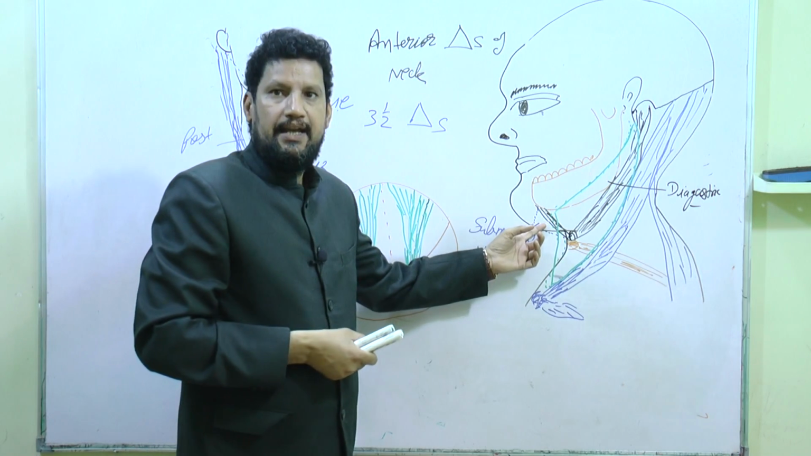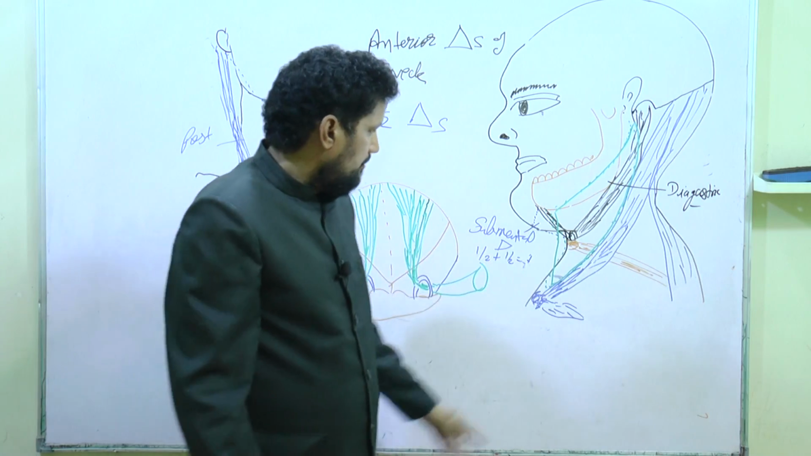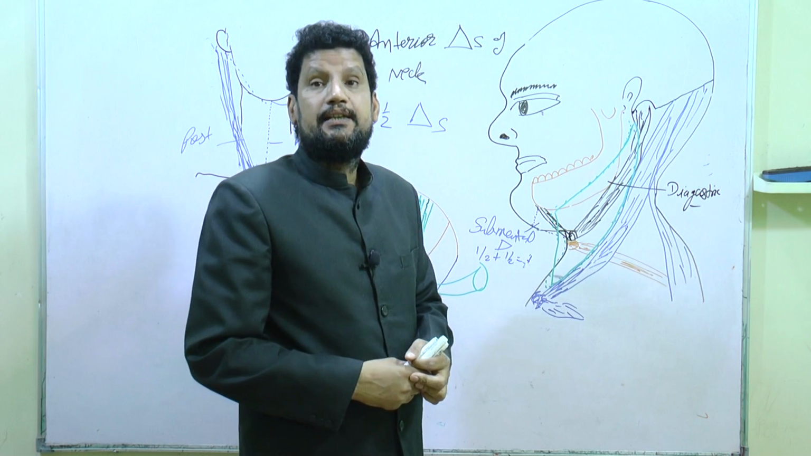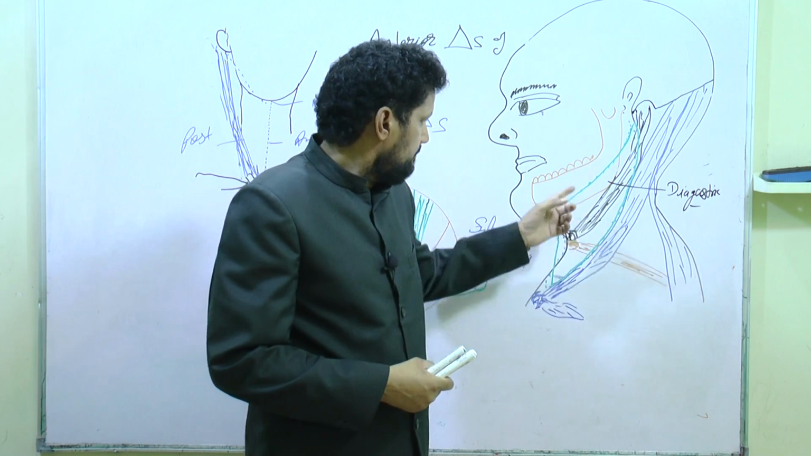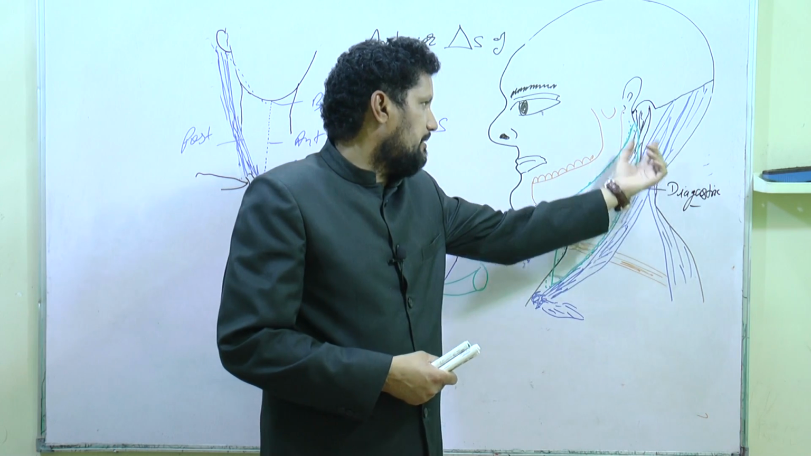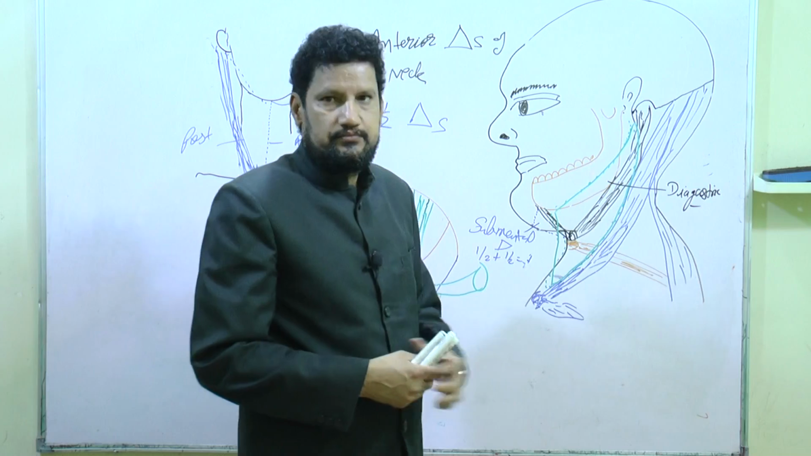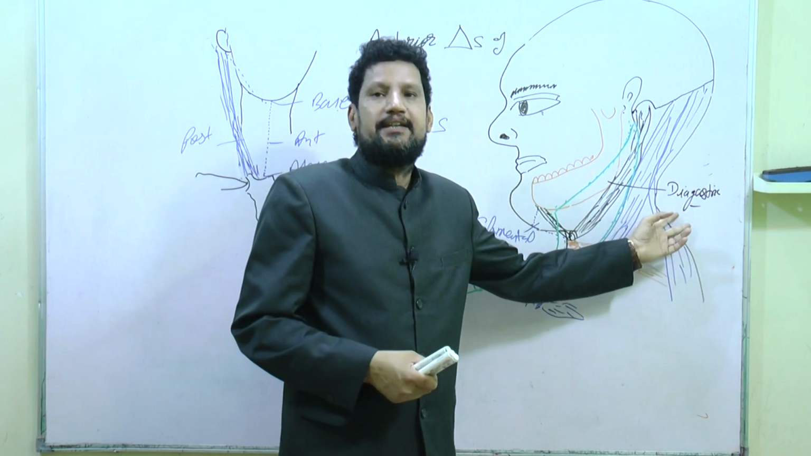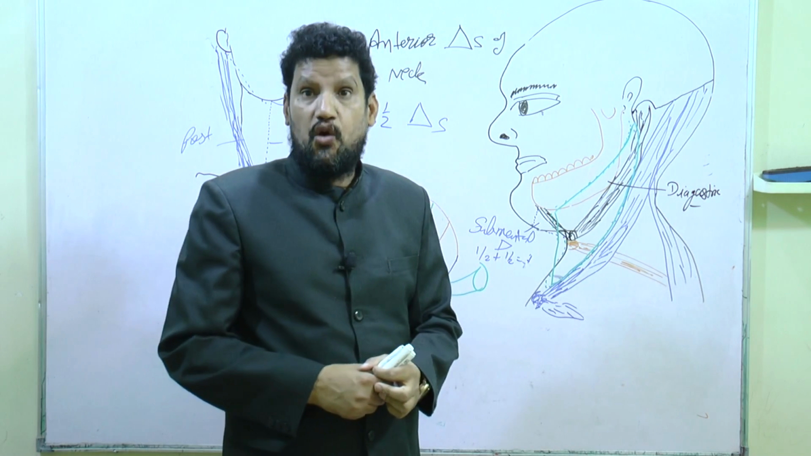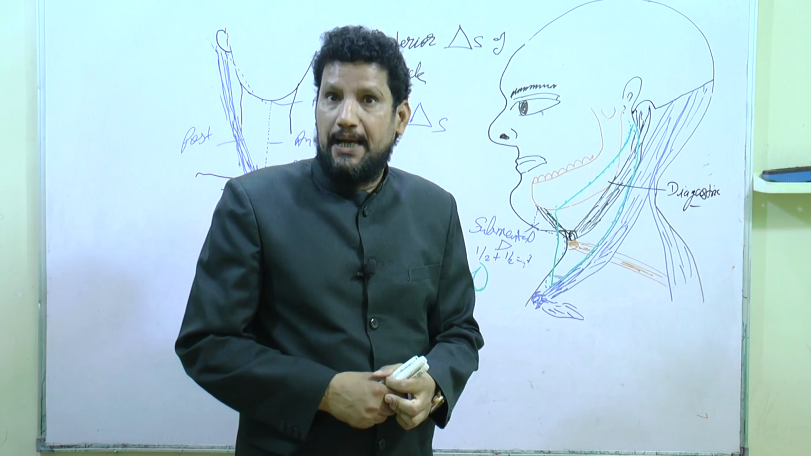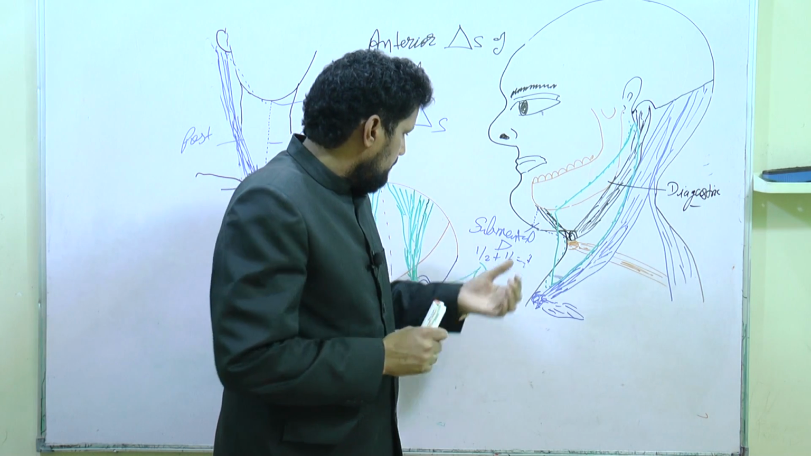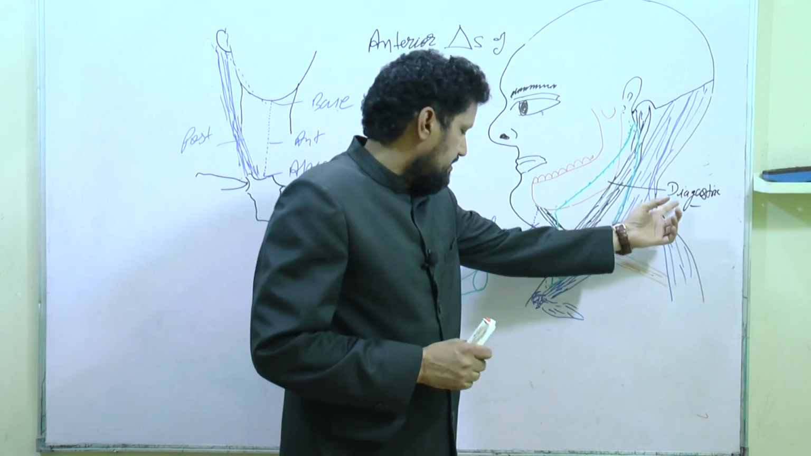It is bounded antero-inferiorly by the anterior belly of digastric, posterior-inferiorly by the posterior belly of digastric, and the base is formed by the base of the mandible and a line extending from the angle of the mandible up to the mastoid process. So this is the digastric triangle. I will explain the contents and relations of all the triangles one by one. So, submental and digastric.